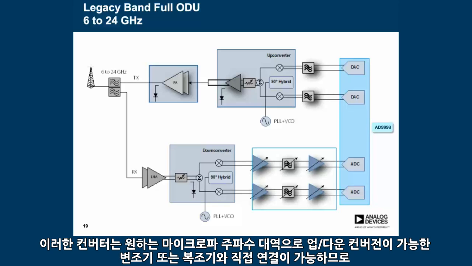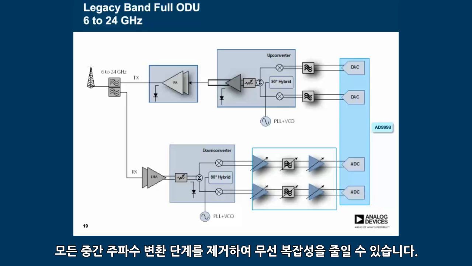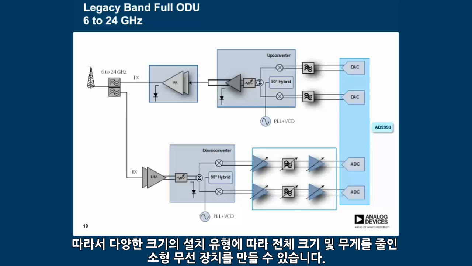You can see that these converters connect to modulators or demodulators that directly up or down convert to and from the desired microwave frequency band, reducing radio complexity by removing all stages of intermediate frequency conversion. This makes for a smaller radio with lower overall size and weight, ideal for a wide variety of installation types.